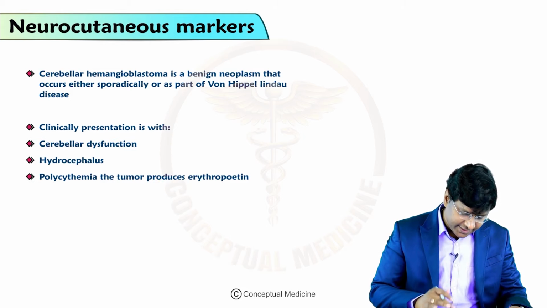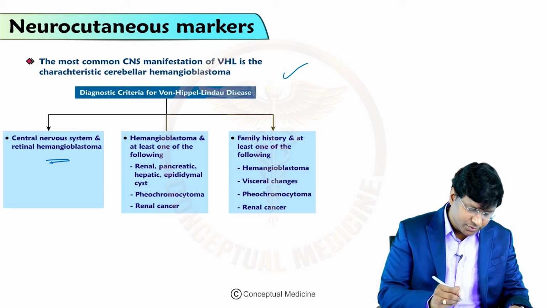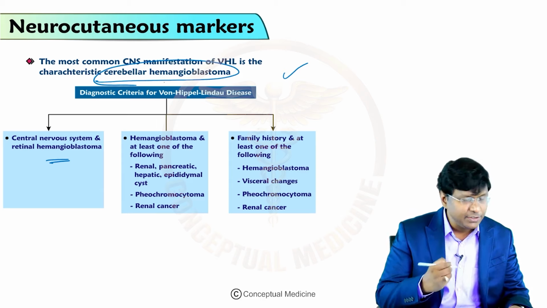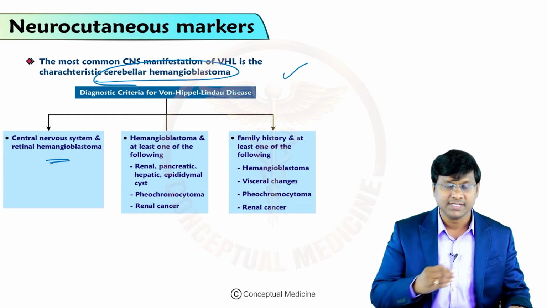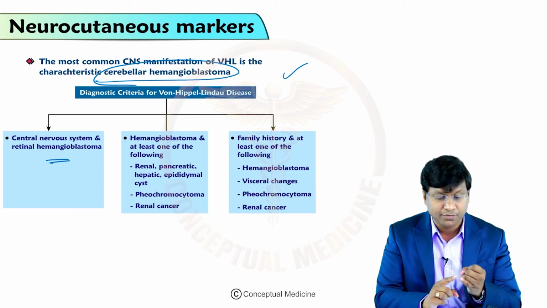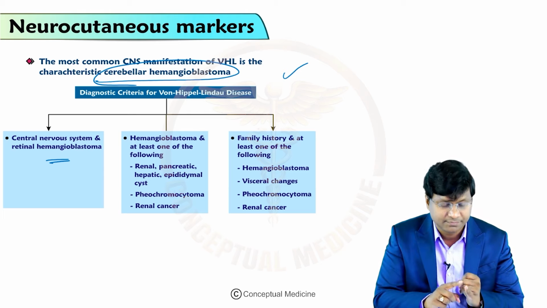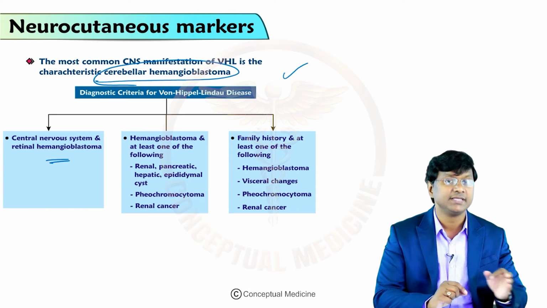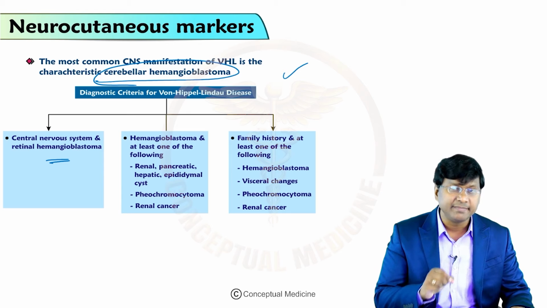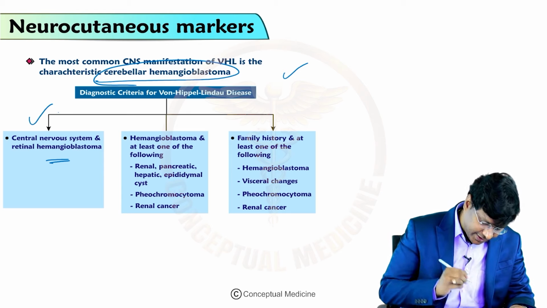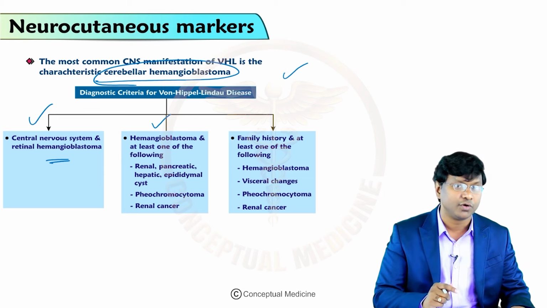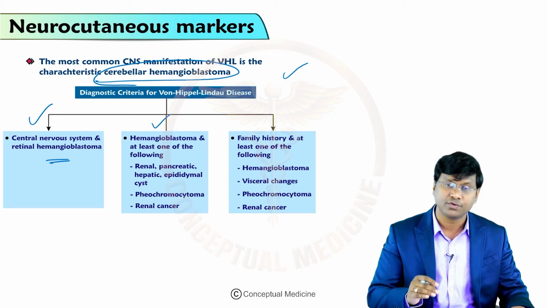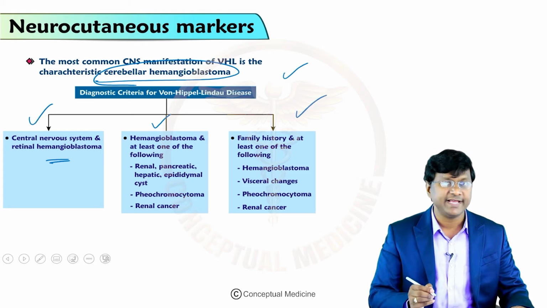Now, even if you take the diagnostic criteria, I said the most common CNS tumor of von Hippel-Lindau will be the craniospinal hemangioblastomas, and out of this, it is cerebellar hemangioblastomas. See, until now whatever we have discussed: neurofibromatosis type 1, most common tumor is optic gliomas. Neurofibromatosis type 2, bilateral acoustic neuromas. Von Hippel-Lindau syndrome, the most common CNS manifestation will be the cerebellar hemangioblastomas. Okay. So the diagnostic criteria: central nervous system as well as retinal hemangioblastomas, and at least one of the following: renal, pancreatic, hepatic, epididymal cyst, pheochromocytoma or renal cell carcinoma, and there should be family history as well.